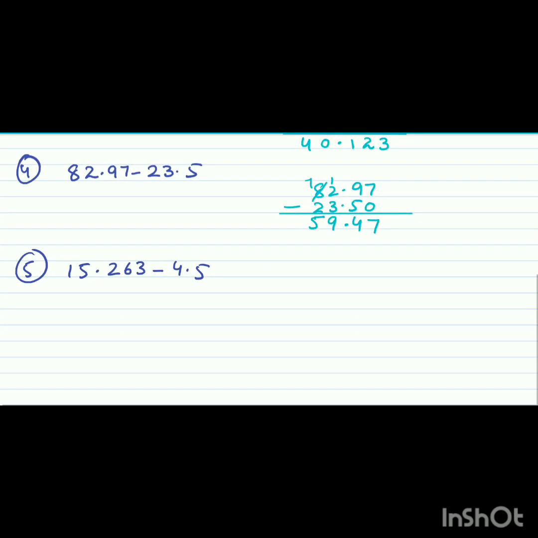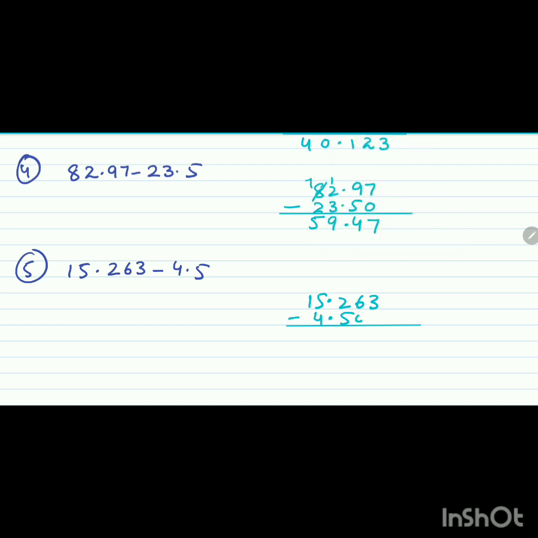Okay, so let's do another example. 15.263 minus 4.5. How will you write 4.5? How to align the decimal? You will write it like that. 4.5 will be written here because decimal should be under decimal. You have to keep it in your mind. And now we will just subtract them with the common subtraction method.